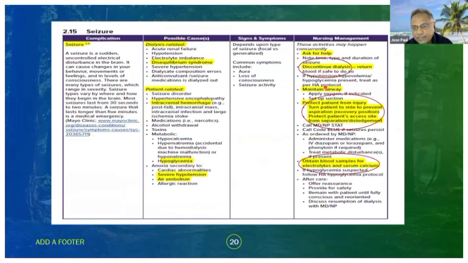Discontinue the dialysis, maintain airway, protect the patient from injury, turn the patient to the side to prevent aspiration, protect the patient's access site from separation or dislodgement, and obtain blood samples as requested by the treating doctor. So this is in general how you manage a seizure happening during hemodialysis.